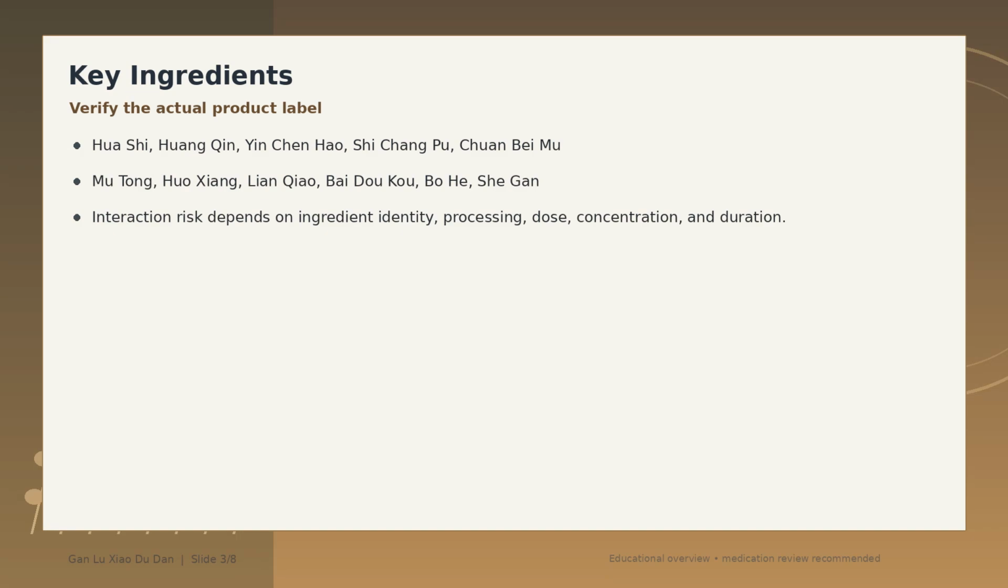Key herbs commonly associated with this formula include huashi, huangqin, yin chen hao, shi chang pu, chuan bei mu, mutong, huoxiang, lian qiao, bai dou kou, bohe, and shegan. In classical formula analysis, some herbs address the principal mechanism, others support the chief action, and others harmonize or direct the prescription. The exact composition can vary by lineage, manufacturer, granule concentration, and modification. For interaction analysis, the actual ingredient label and dose are more important than relying only on the traditional formula name.